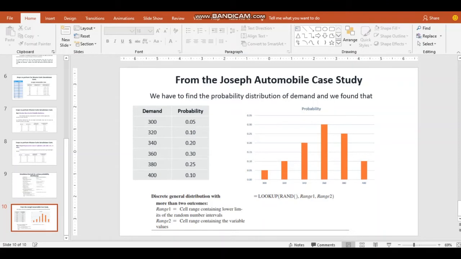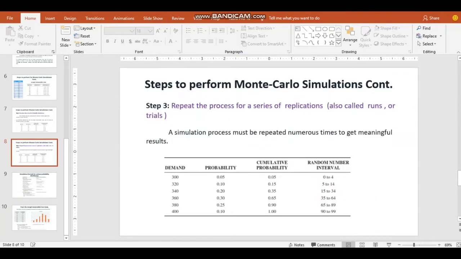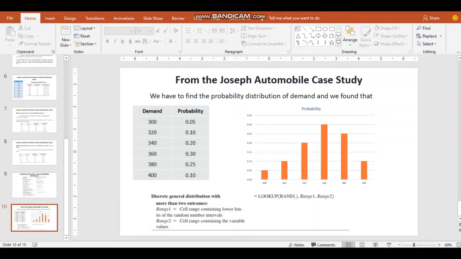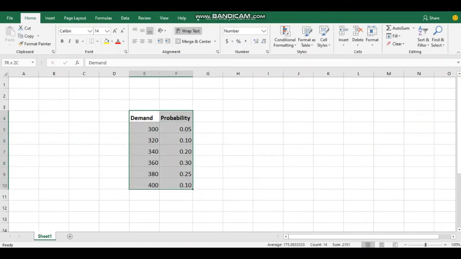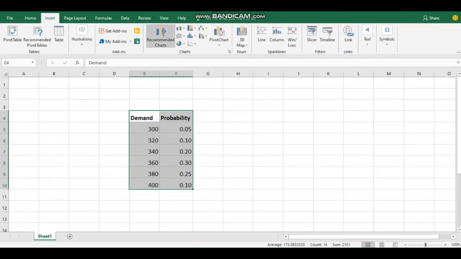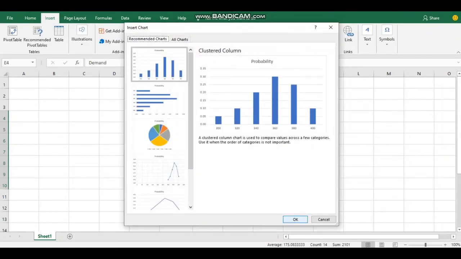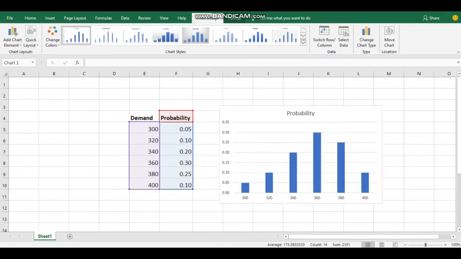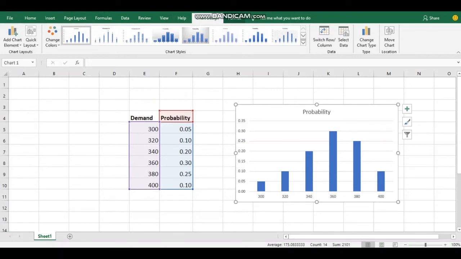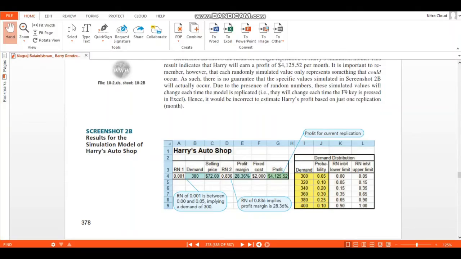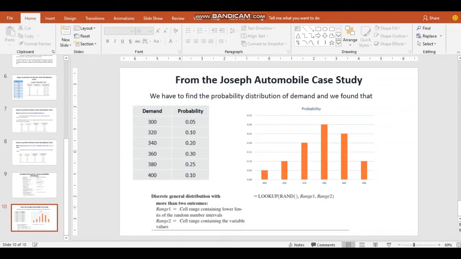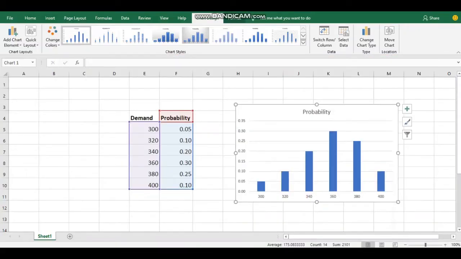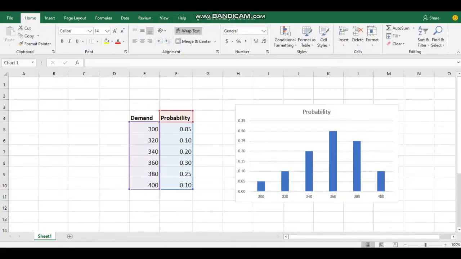Yes, we were talking about simulation, and we want to perform this in Excel. So what I did is I copied this table into Excel, this demand, and we generated the distribution for this. Insert chart. The distribution came out somewhat like this. This comes under a general discrete distribution which has more than two outcomes. The minimum value is 300 and the maximum is 400.